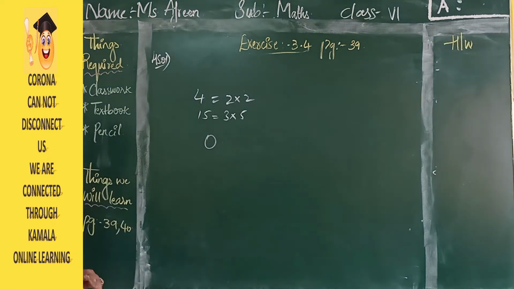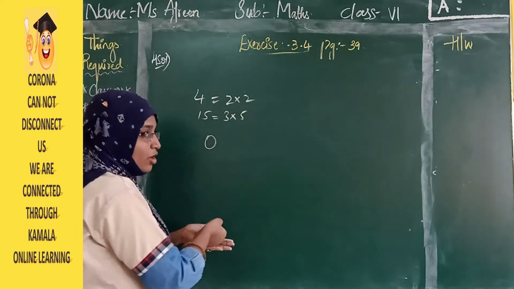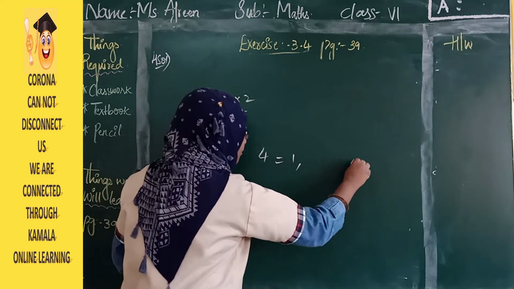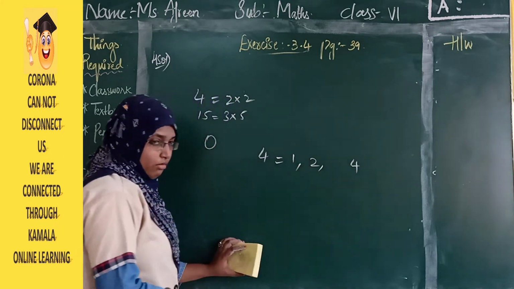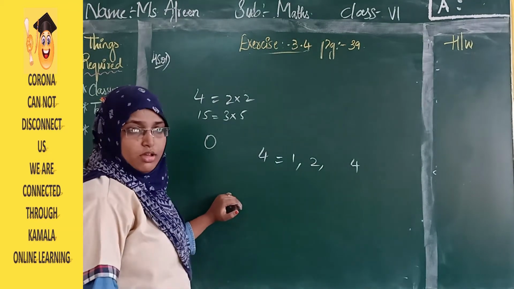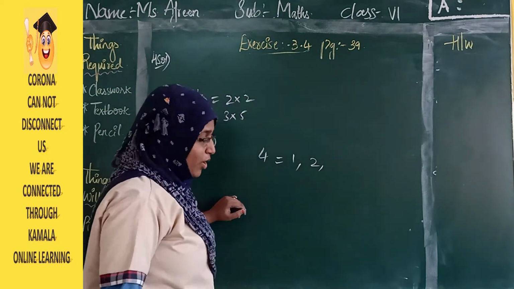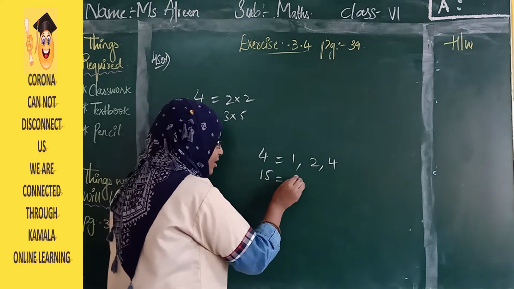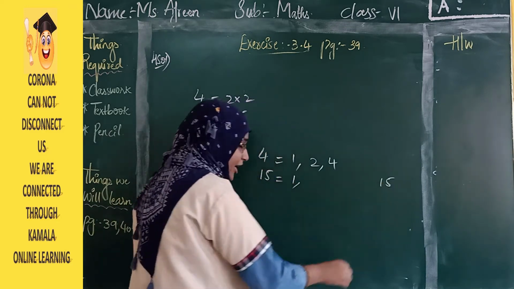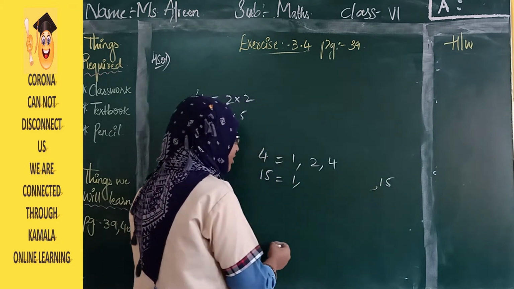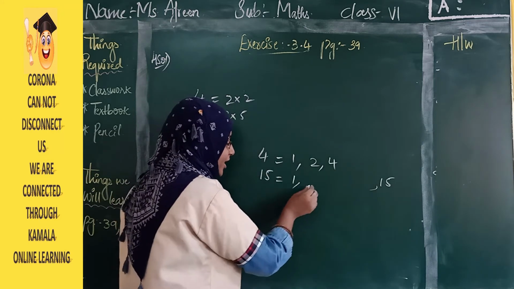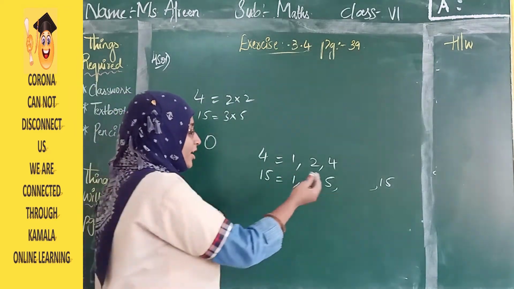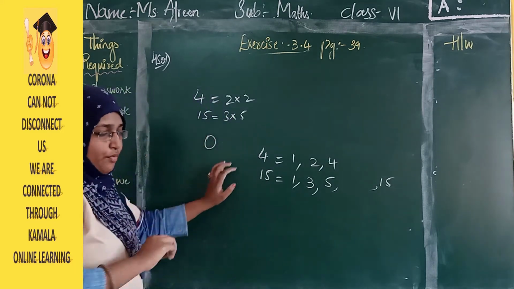Is it right? No, they have just given the multiples for 4, 2 into 2. But what are the factors of 4? 1 4 is 4, 4 1s are 4, 2 2s are 4. Other than that, do we get 4 anywhere? No, in the 3 table we will not get it. So 1, 2, 4 are the factors of 4. The same way for 15: 1 15 is 15, 15 1s are 15. Next, in the 2 table we will not get it because 2 7s is 14. Next, 3 5s are 15. In the 4 table we will not get 15 because 4 4s are 16. In the 5 table, again 5 3s are 15. So these are the factors for 4 and 15.